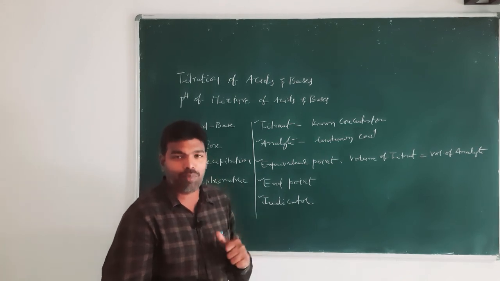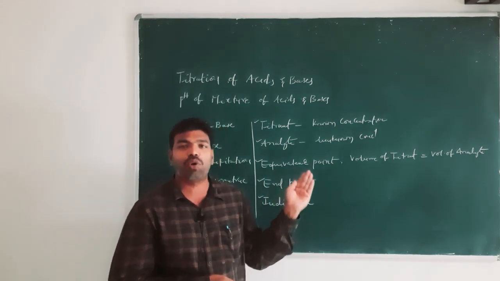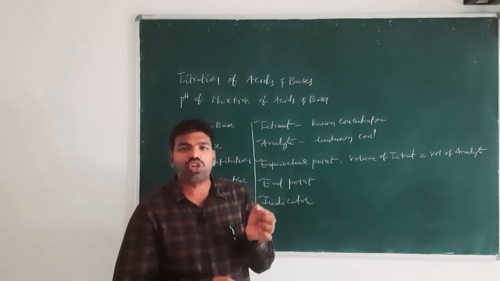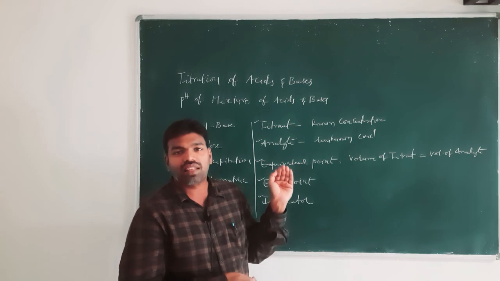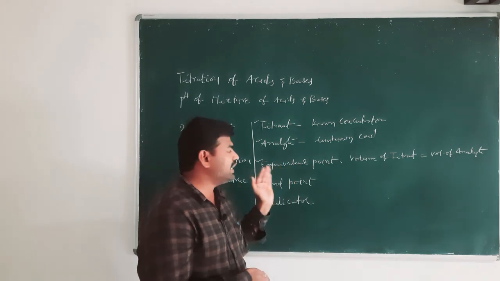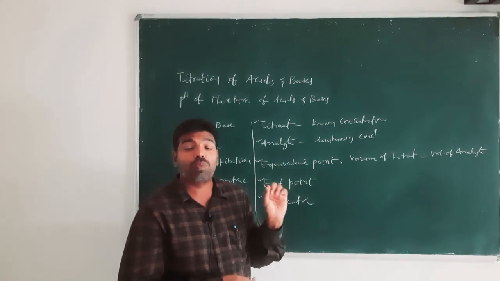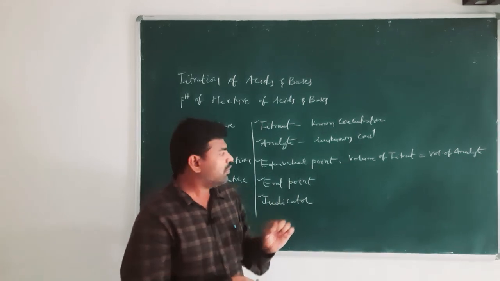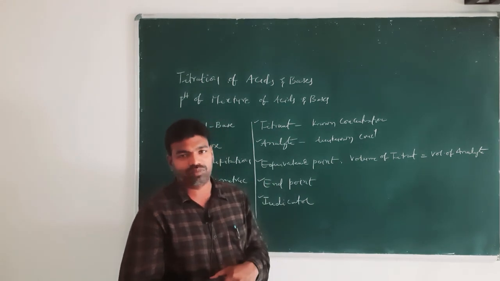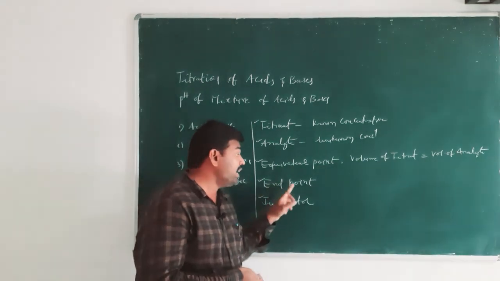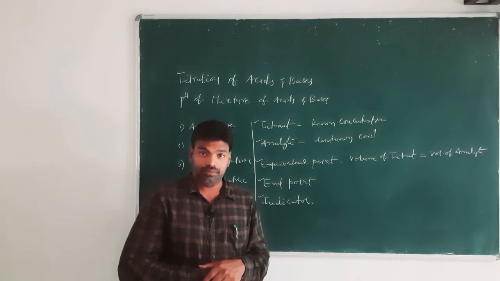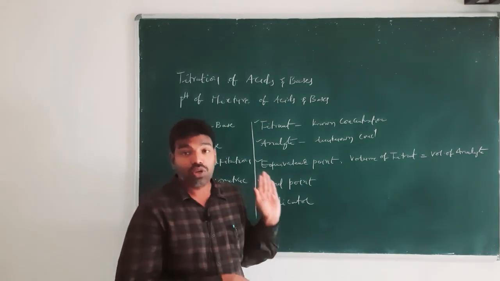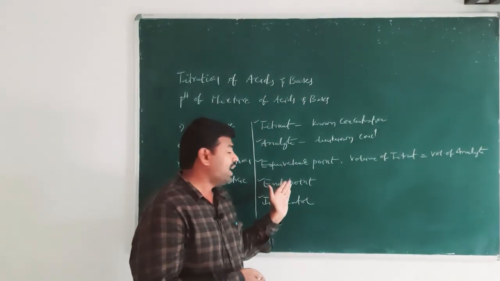So, what is the end point? The end point is just above the equivalence point. It is less than or equal to 0.1 ml more in volume than at the equivalence point. The end point is the practical end of titration.